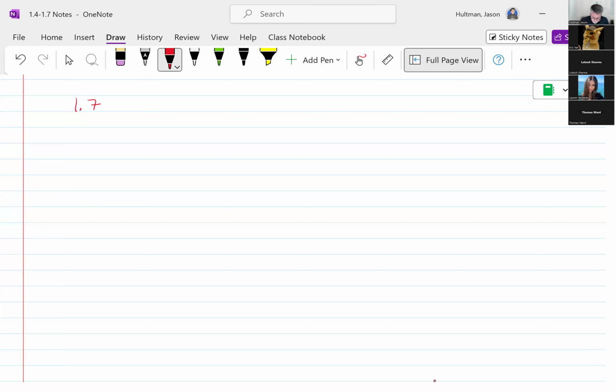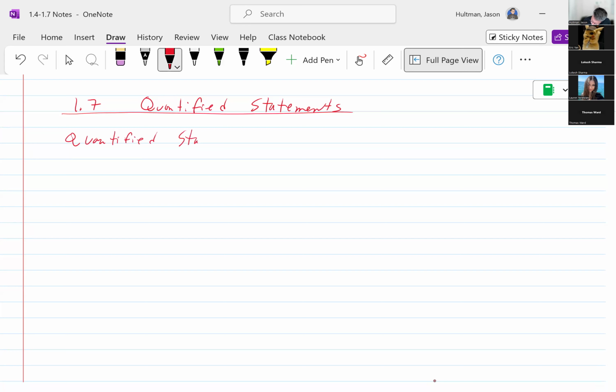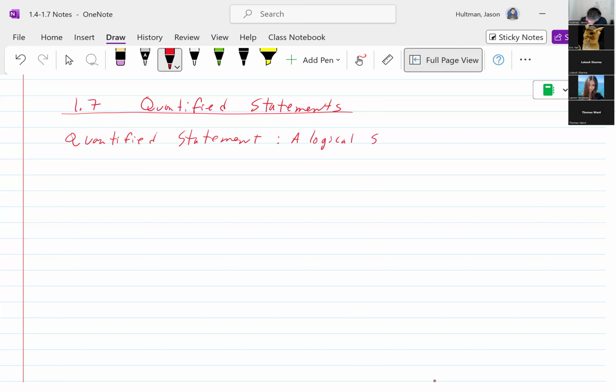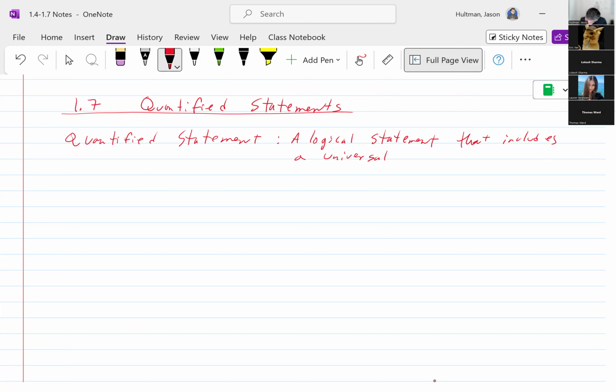Okay, 1.7 is on quantified statements. A quantified statement is a logical statement that includes a universal or existential quantifier.